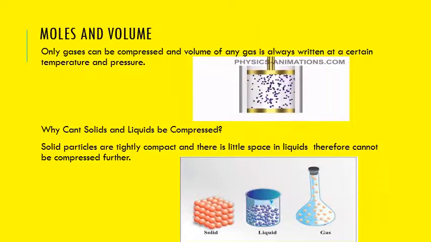Moles and volume. Okay, so only gases can be compressed, and the volume of any gas is always written at a certain temperature and pressure. Okay, so why can't solids and liquids be compressed? Solid particles are too tightly packed together. There's little space in liquids, alright? And therefore, they cannot be compressed any further, because being compressed means you have to push them towards each other, and if there's so little space, it's impossible. A little bit could happen in a solid, but in a gas, because the particles are so spaced out, we can easily bring them closer together.